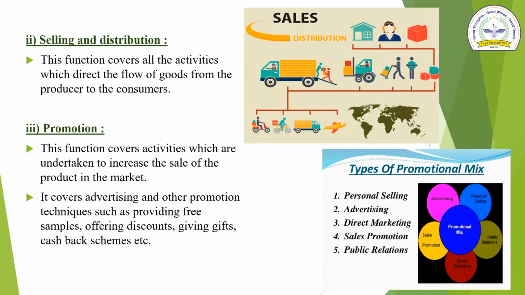So in the first step, when the market research is done, the organization understands what the need of the consumer is, and as per that the goods are manufactured. And when the goods are manufactured, the second step is selling and distribution. This function covers all the activities which direct the flow of goods from the producer to the consumer. So after manufacturing, the selling and the distribution of goods is also very important.